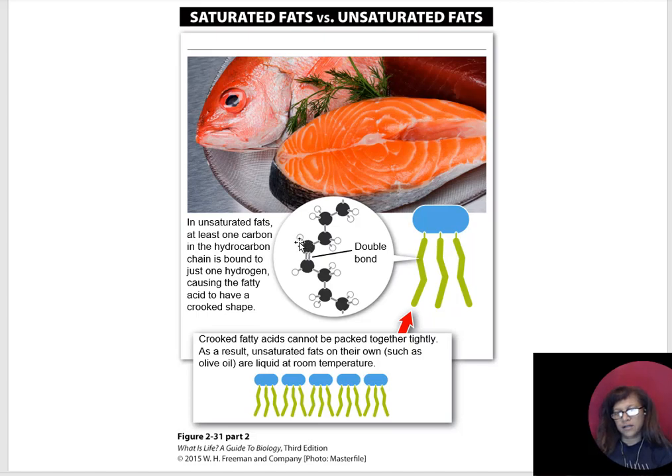Well, that single hydrogen and this double bond results in this conformation where it has sort of a kink to it, which means I can't pack as many into one space. And that's a good thing, right? So this crooked conformation of the fatty acid chains makes a difference. And it's all because at least one carbon in the chain has only one hydrogen in this double bond. Now, crooked fatty acids can't be packed together tightly, and as a result, unsaturated fats on their own, such as olive oil, are liquid at room temperature.